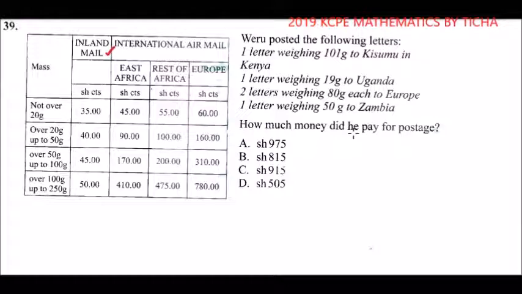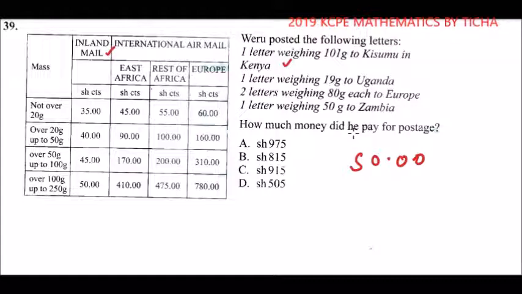Then we have East Africa, the rest of Africa, and Europe. So what you need to do is, for example, if you take 101 grams to Kisumu, this lies in this category, the last category, over 100 grams up to 200. Because it is in Kenya inland, he paid 50 bob. That is the amount for the first letter.